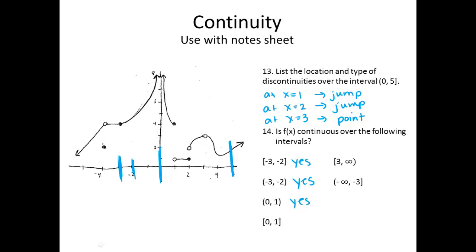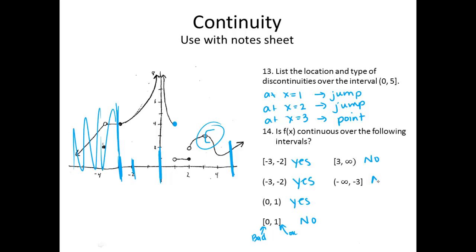Now what about 0 to 1 including this endpoint? It actually doesn't work. It works on this side, that's okay, but this side is bad because we have the asymptote there. So this one's a no. How about from 3 to positive infinity with a closed bracket? And the answer is no, because we can't have a closed bracket there. And how about from negative infinity to negative 3? So all the way over here. And the answer on that side is no, because we have this jump.